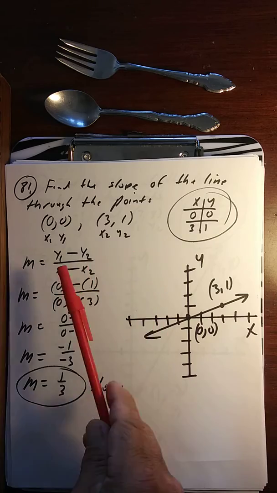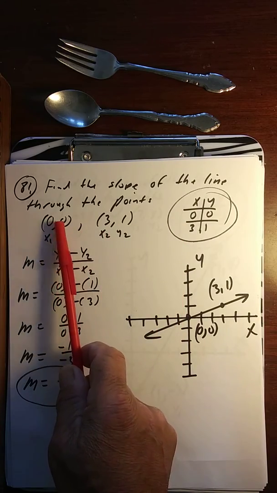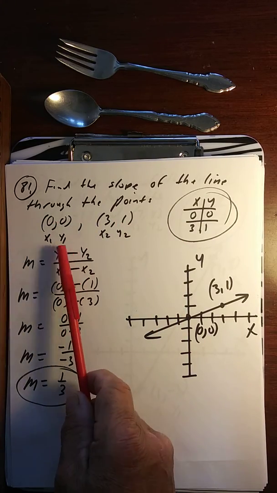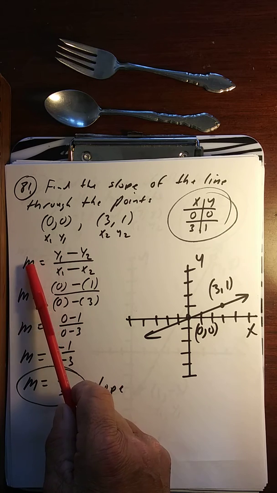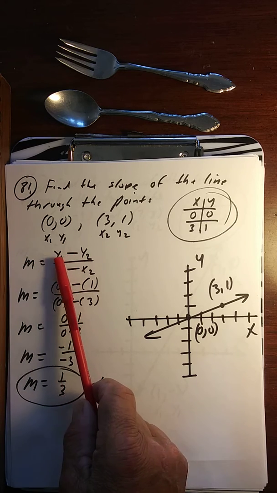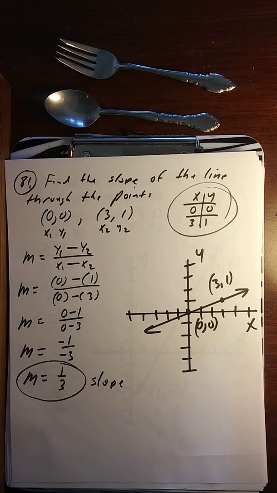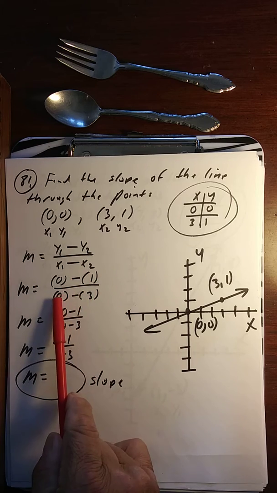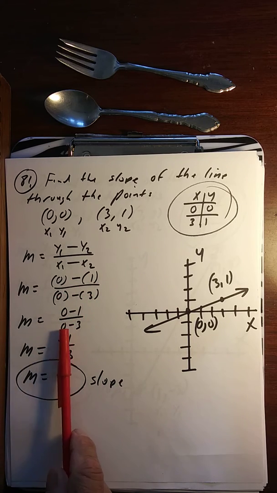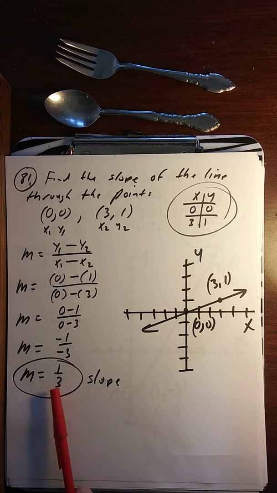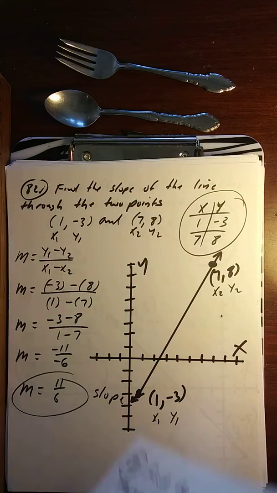Find the slope of the line through the 2 points. There's 2 points, so the slope is 0, 0, and 3, 1. The formula is going to give you the slope formula. It's going to be y1 minus y2 over x1 minus x2. That's the slope formula right here. So now we have 0 minus 1 over 0 minus 3. Negative by negative is going to be a positive 1/3.